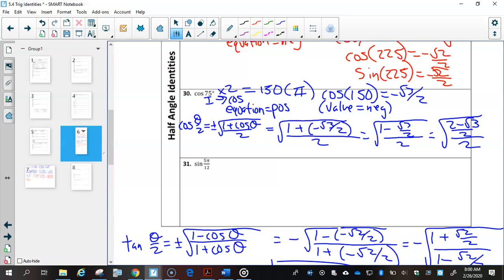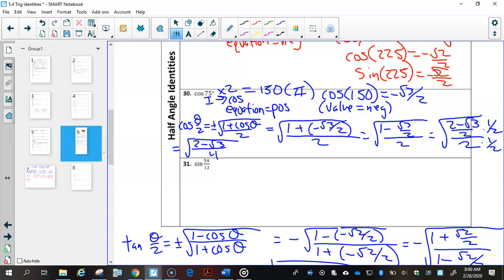You still have fractions within fractions, so multiply by the reciprocal. So we end up with the square root of 2 minus root 3 all over 4. Yes, Jericho. Can you write your final answer? Do you have to write cosine theta over 2? Yes. I just don't have space to continually write that.